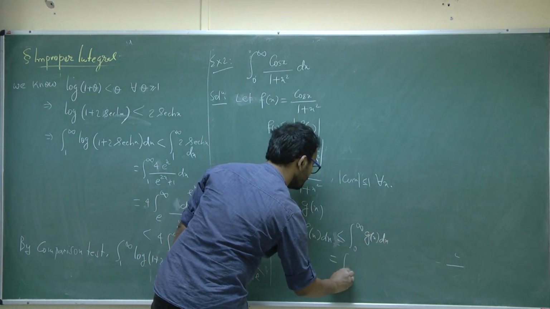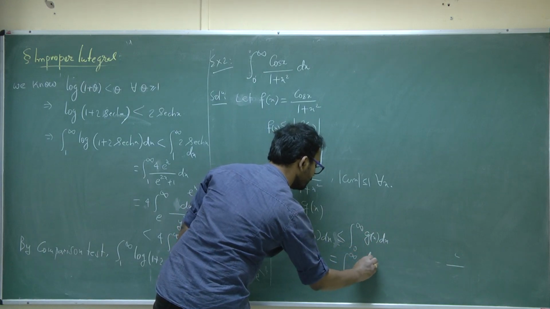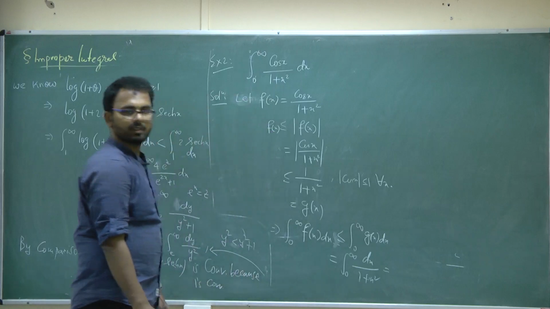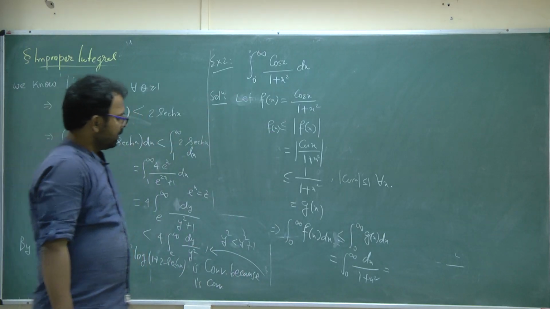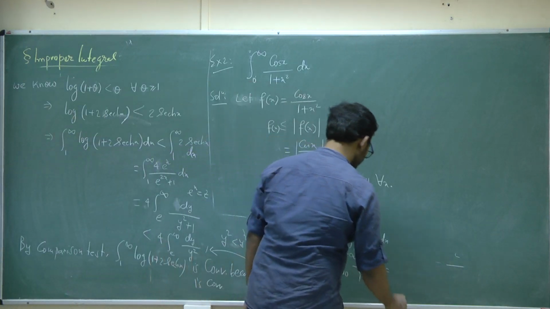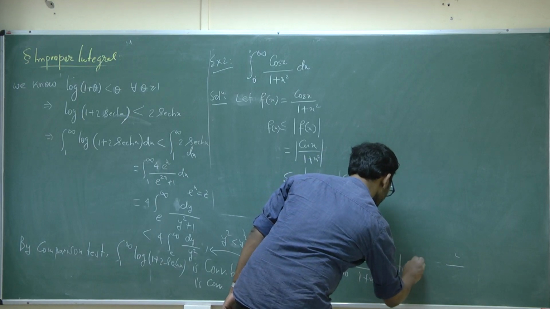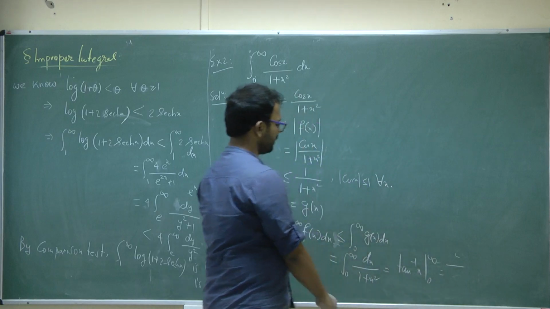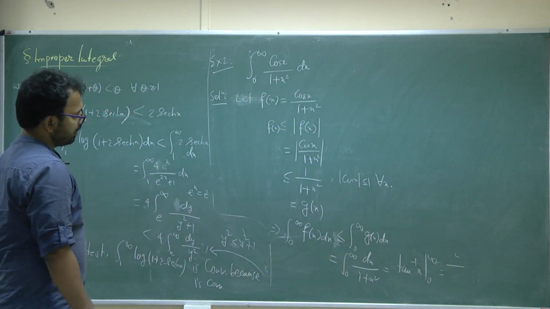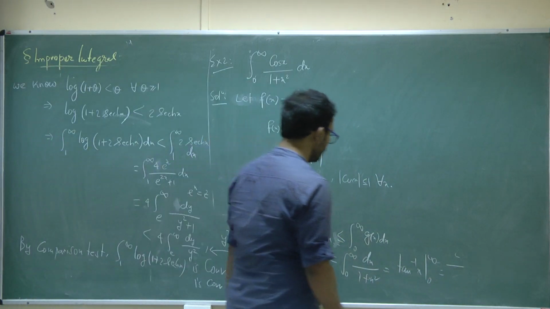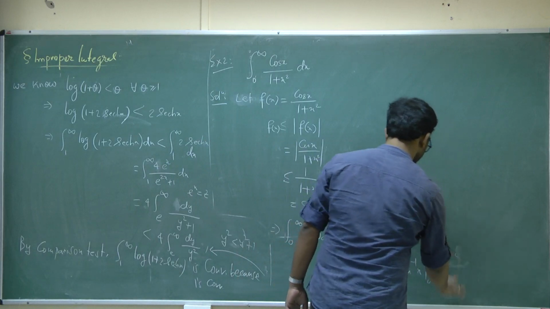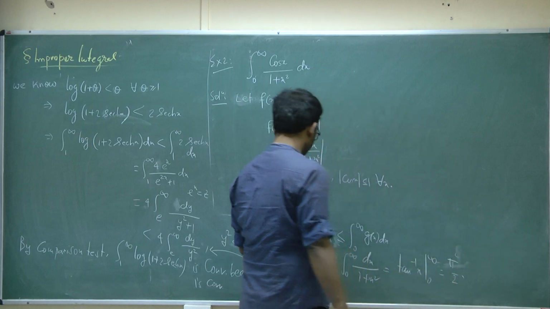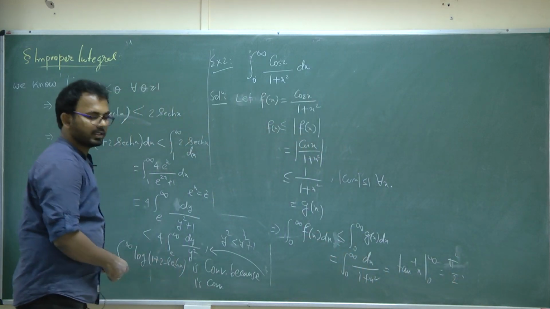Now g(x) integral is integral from 0 to infinity dx by 1 plus x square. Now integral of 1 by 1 plus x square is tan inverse x, from 0 to infinity. Now tan inverse infinity is pi by 2, and tan inverse 0 is 0, so this will be pi by 2. So that means integral from 0 to infinity g(x) dx is convergent.